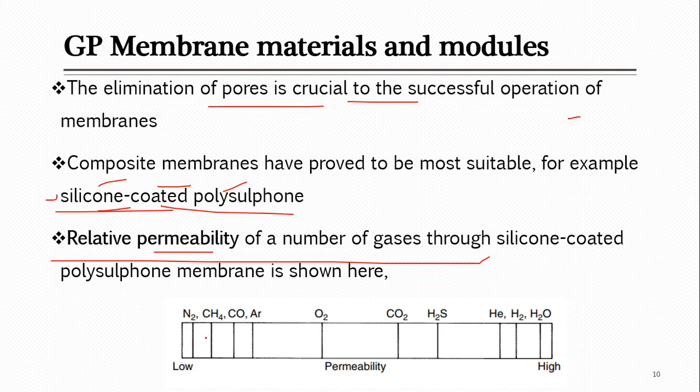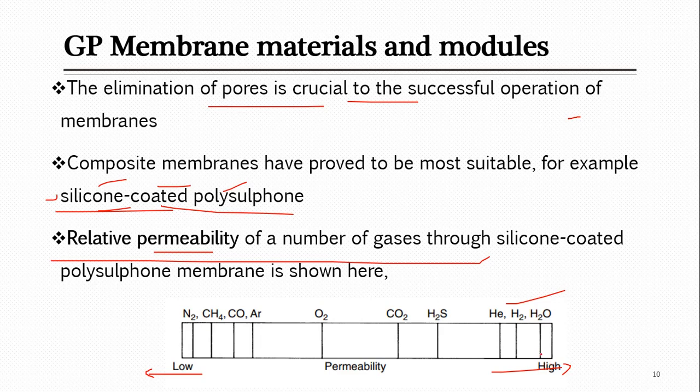So here, permeability is given as low, which means those components presented on this side will have low permeability through this membrane, while on the other end some components are presented which will have high permeability through the membrane.